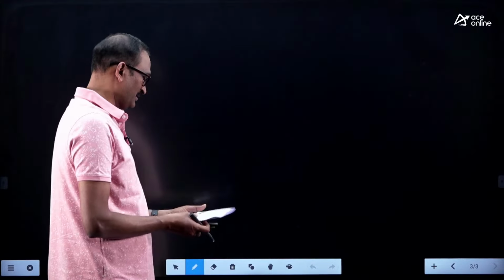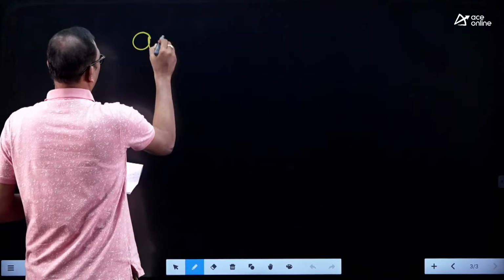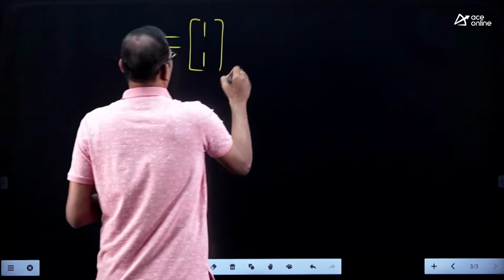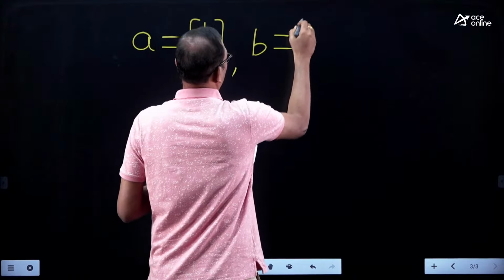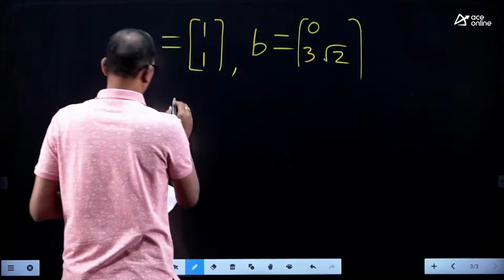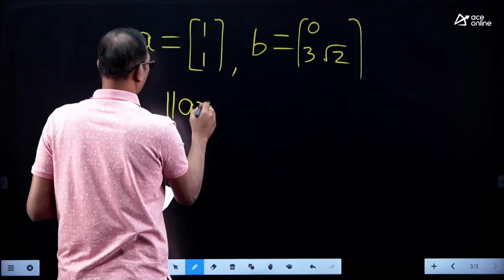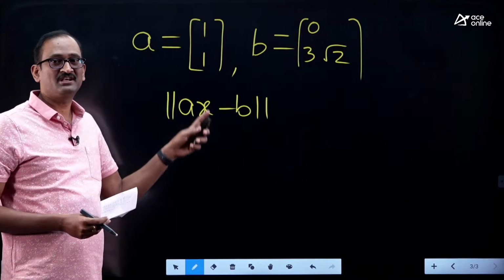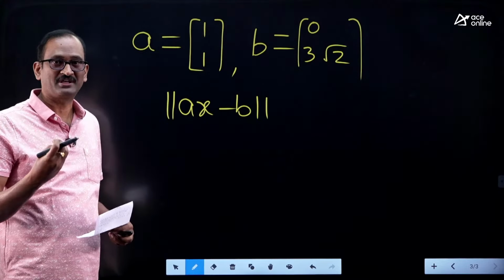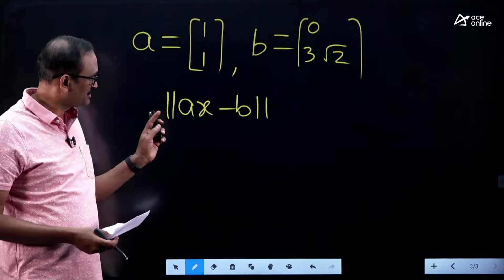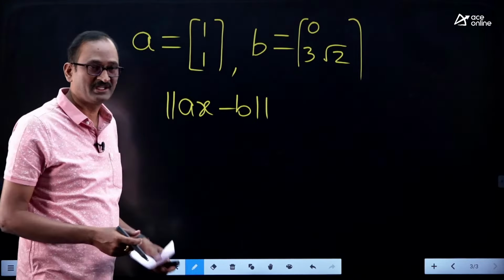And one question, so regarding the question they gave, A equal to 1 1, B equal to 0 3 root 2. This is the question, and we were asked to find minimum value of norm Ax minus B. So this is called norm Ax minus B. Norm means magnitude, magnitude means length. So what is the minimum value of norm of Ax minus B?